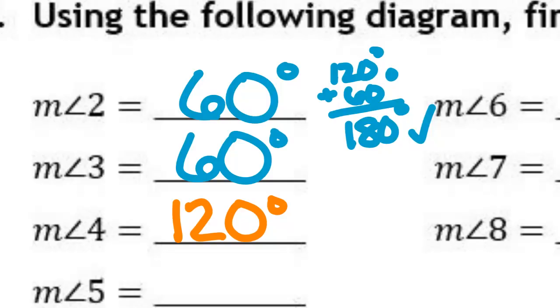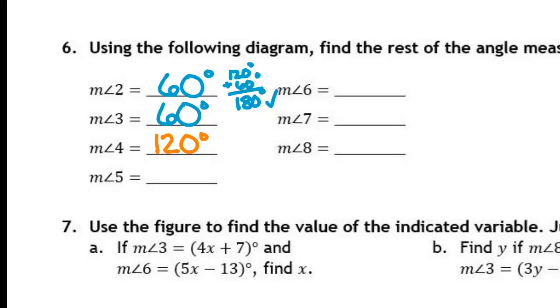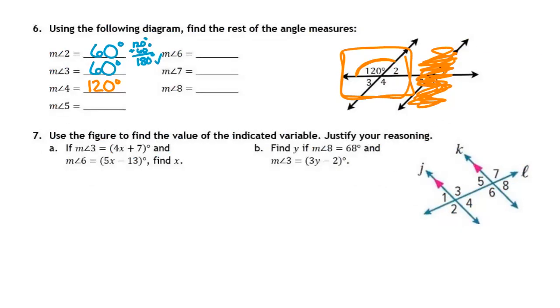I have another way that I could have figured that out. Once I knew that angle 2 was a linear pair to this, and I found out that angle 2 was 60, what's the special name for angle 2 and 3? Those are vertical angles, so they're going to be congruent. Absolutely. All right, so far that's all just review stuff. That's stuff that we've talked about before with vertical angles and linear pairs.